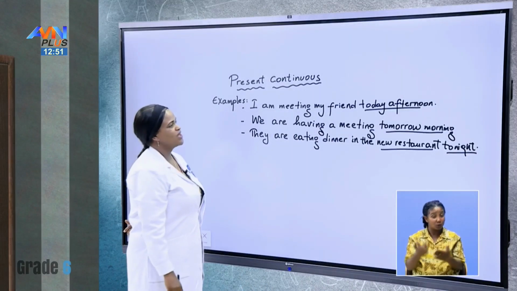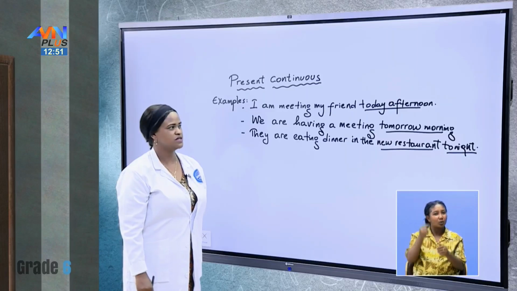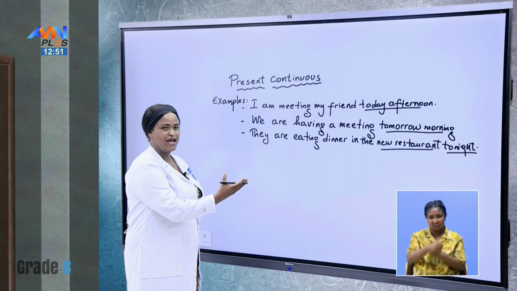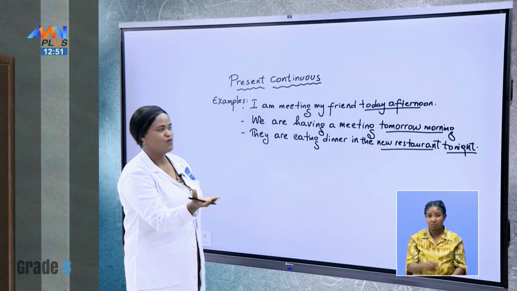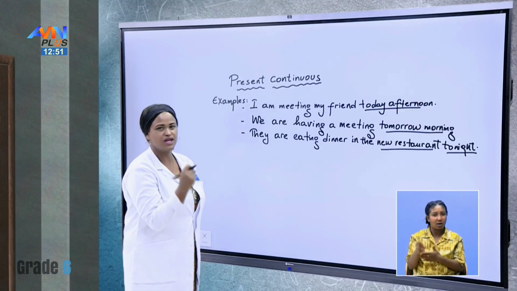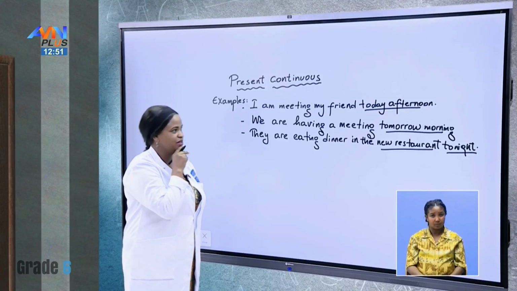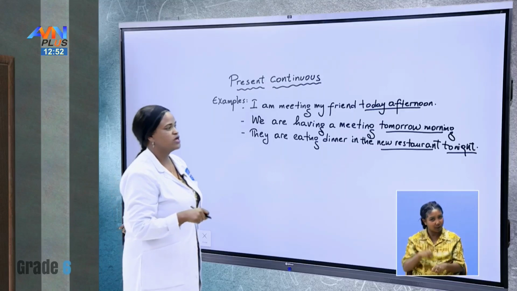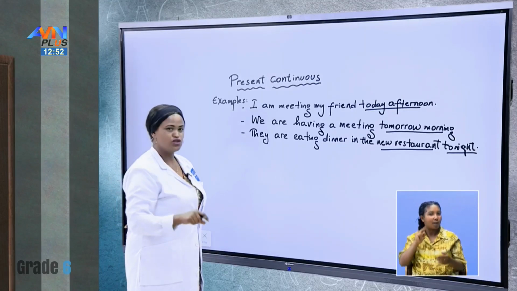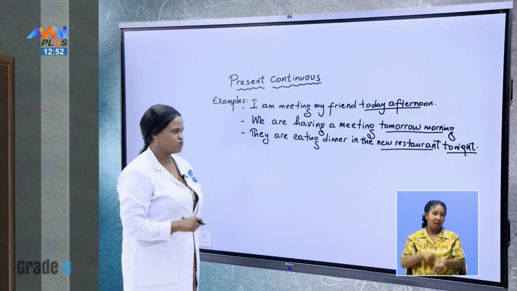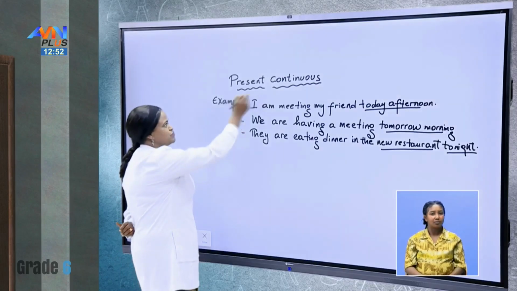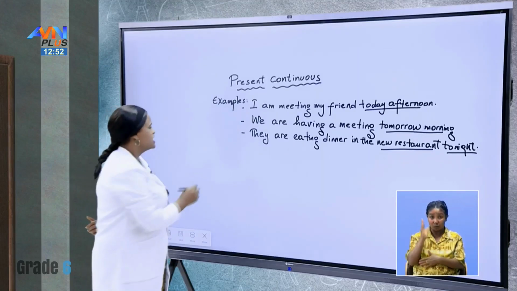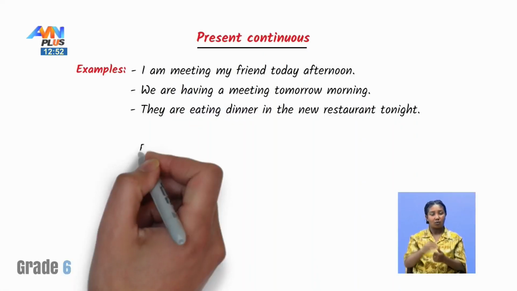So, what kind of future do you think it is? Can you guess? Based on these examples, what kind of future are they? Today afternoon, time; tomorrow morning, another time in the future; new restaurant, place; and tonight, another time. What can you tell? This present continuous tense, when we use it for the future, it is for arranged future.